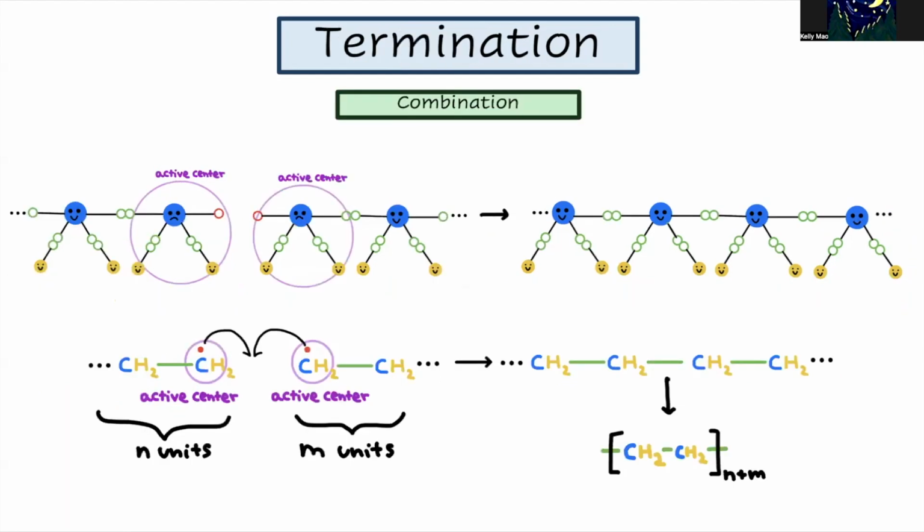In the final step of radical polymerization, we have termination. Here we have shown termination by a process known as combination. In combination, two active centers from two different propagating chains will combine to form one long polymer molecule. We can see here that one chain with n propagating units combines with a propagating chain with m units to form one long chain with m plus n units. In this case, a polyethylene polymer is formed.